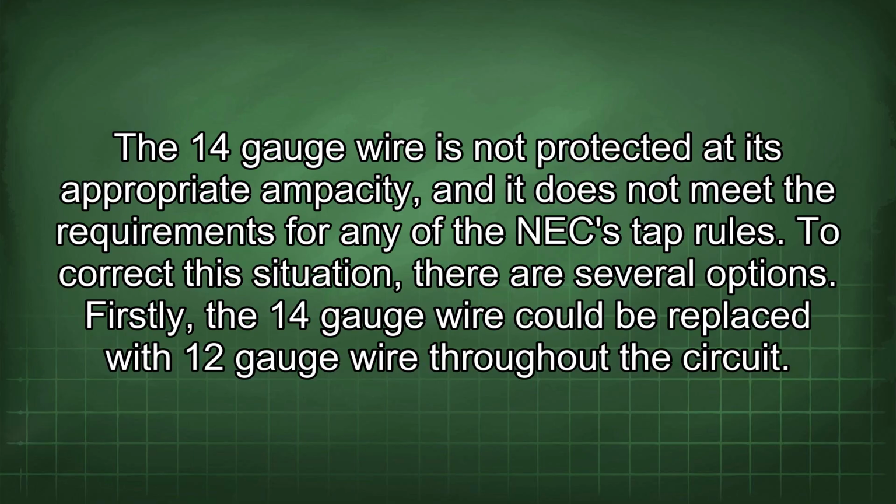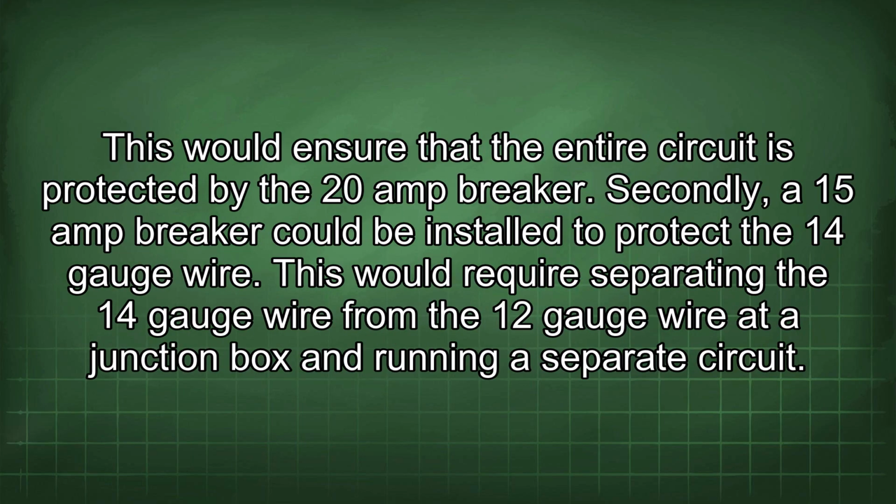Firstly, the 14-gauge wire could be replaced with 12-gauge wire throughout the circuit. This would ensure that the entire circuit is protected by the 20-amp breaker. Secondly, a 15-amp breaker could be installed to protect the 14-gauge wire. This would require separating the 14-gauge wire from the 12-gauge wire at a junction box and running a separate circuit.